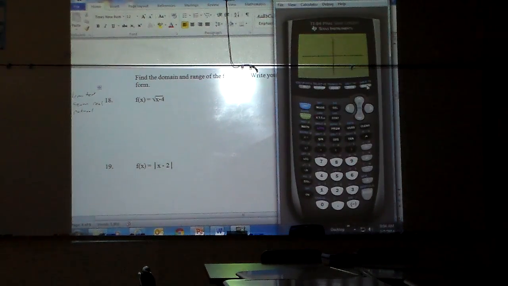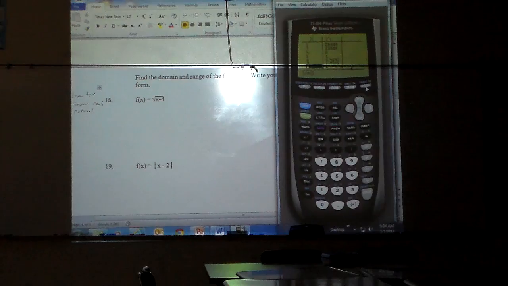And then I can hit graph. And you can see right there, there are no x's over here. And if I went to my second table, you can see errors on all the numbers until I get to 4. That would also help you know that the domain is only from 4 on, and that the range is from 0 up, which is what our answer was.